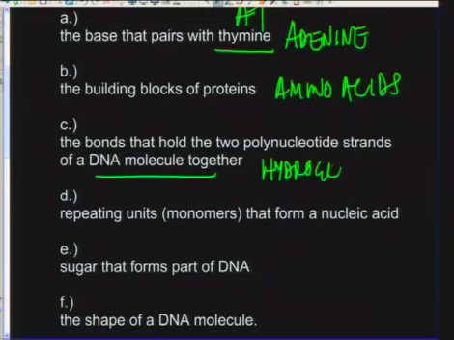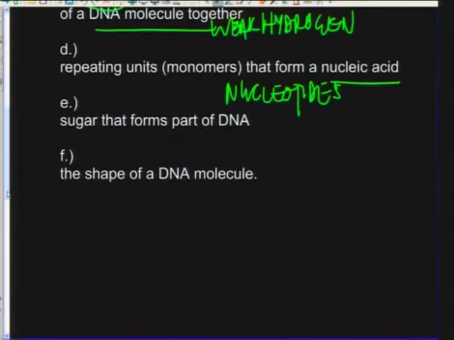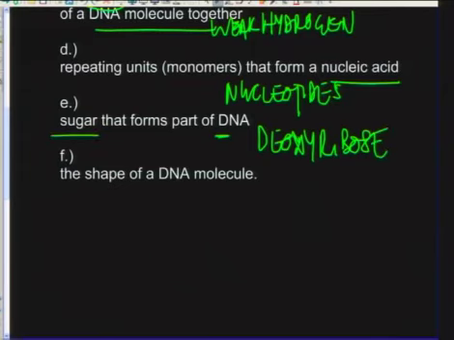And I would be a little more finicky and say you must write the weak hydrogen bond. You don't even have to write bond because the question says bond. Weak hydrogen is good enough. Repeating units, monomers, that form a nucleic acid. I spoke about the bricks in the wall. Yes, that is nucleotides: phosphate, sugar, nitrogenous base. The sugar that forms part of DNA, that's your clue, DNA would be deoxyribose. You don't have to write the word sugar because sugar is already in the question.